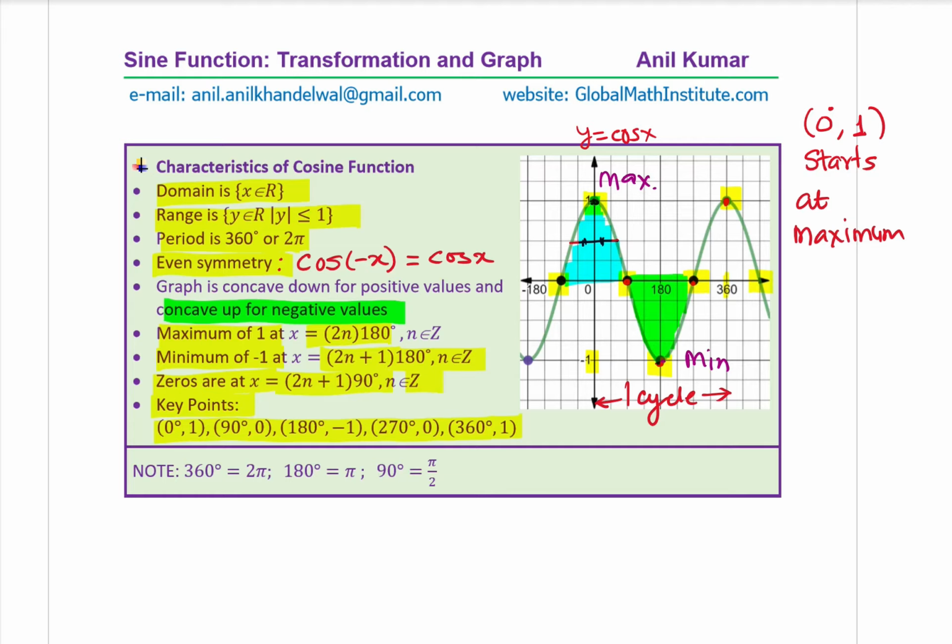And the key points, I've already discussed these 5 key points. Well, if you want to convert degrees to radians, we know 360 degrees is 2 pi radians, 180 degrees is pi radians, and 90 degrees is pi by 2.